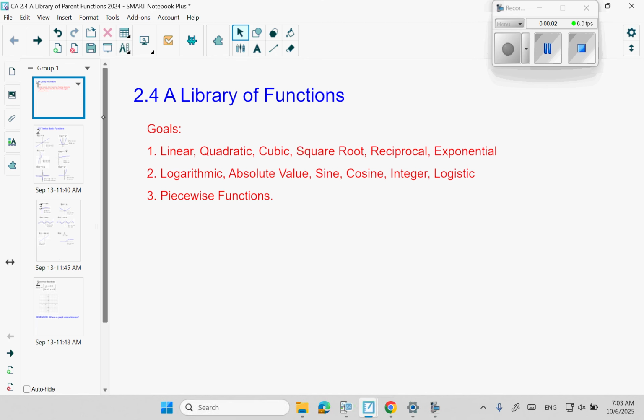Hello and welcome to College Algebra 2.4, a library of functions. What it comes down to is we're going to talk about graphs more and more, and most graphs can be summed up with one of these 12 major functions. So we kind of use them in reference.